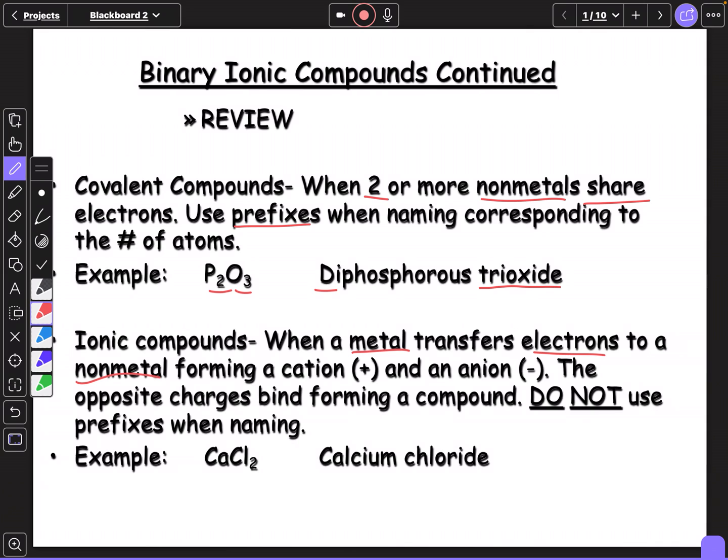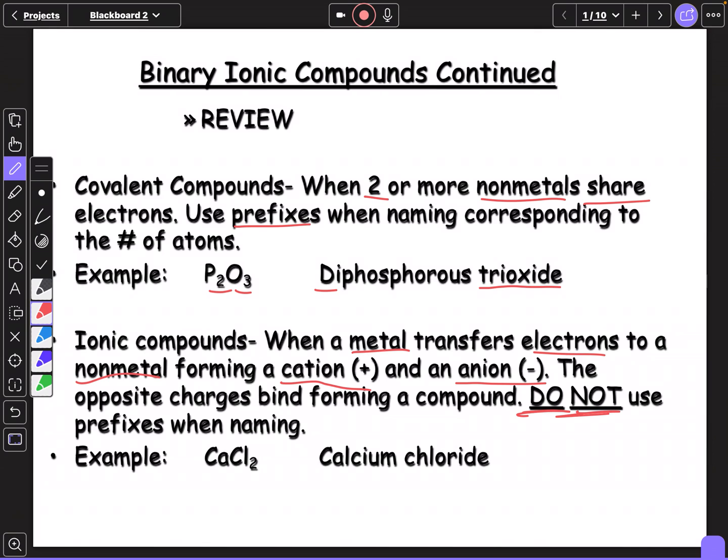When metals lose electrons, they form positive ions called cations. And when a nonmetal gains electrons and has more electrons than protons, it forms a negative ion called an anion. The opposite charges bind, forming a compound. We do not use prefixes when naming these. This is how we distinguish between these two different types of compounds.